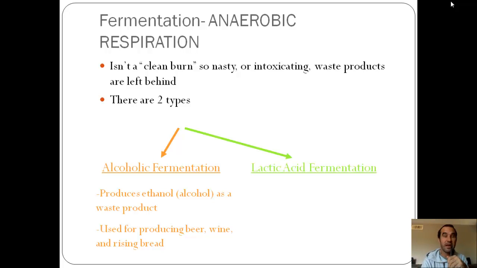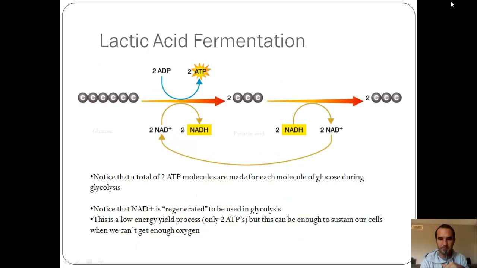And then in our human body, we can't just walk around and produce alcohol inside of our body. And so that process has been adapted within animal cells, and it's called lactic acid fermentation. It produces lactic acid as a waste product. So what does lactic acid fermentation look like?